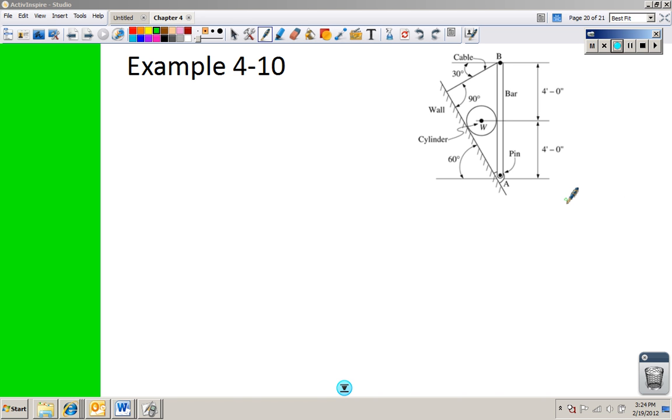Alright, this is example 4.10 from your book. It is the problem you drew the free body diagrams of earlier. We are asked to find the reaction forces at pin A and the tension in the cable coming from B. Okay, so let's start by drawing a free body diagram of the two components.